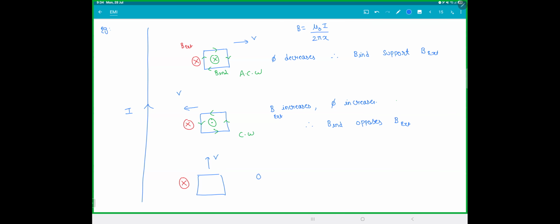Third case, flux is constant. If you're going straight up, magnetic field at a point does not change. Therefore, current is zero. Clear with this?